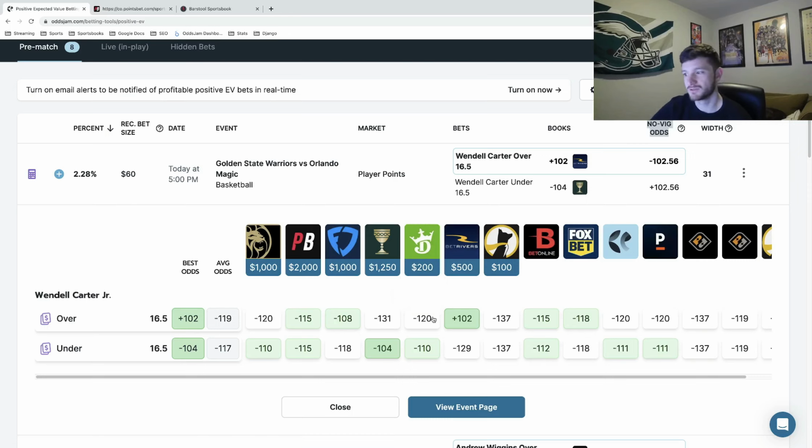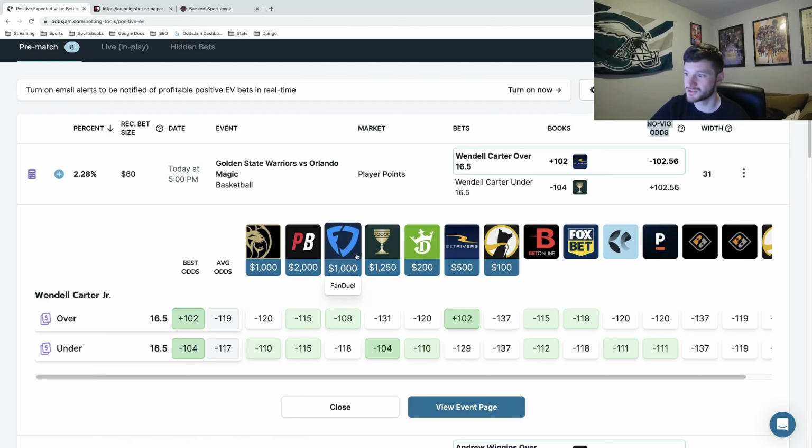Also favors it going over, minus 120, the under at minus 110. And so those are the three most important ones. If those three are aligned, and they're an outlier from the bet that we are taking, then I will always take that, always. But I still like to look at the rest of the market just to see.